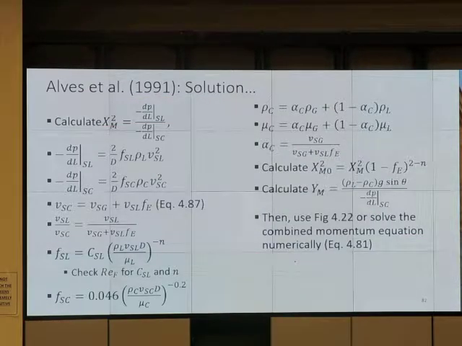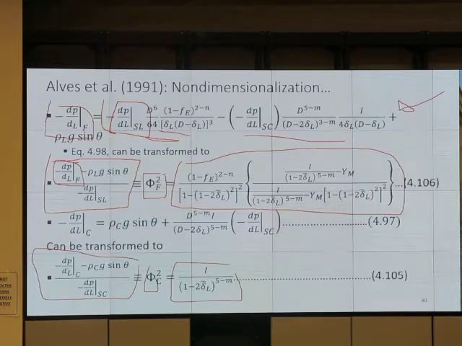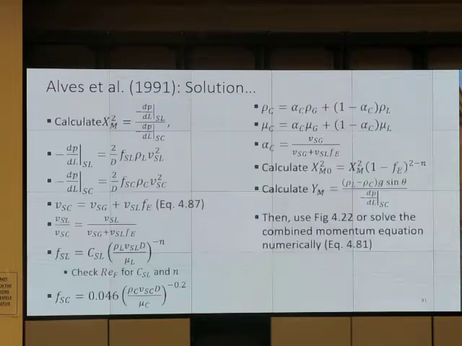And this is a summary of every equation. How do we calculate it? Step 1, calculate x sub m squared. Of course, you need this first, F sub e. This is the calculation solution procedure. After F sub e, get the Reynolds number of the film to find out if it is laminar or turbulent. Then you can calculate x sub m.